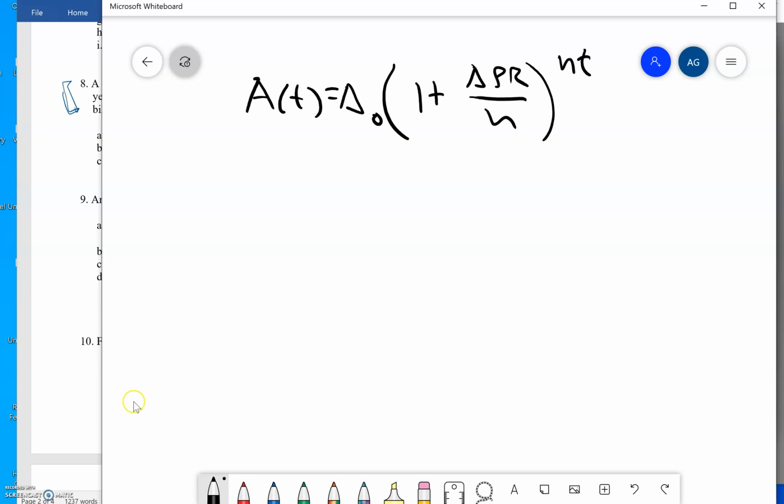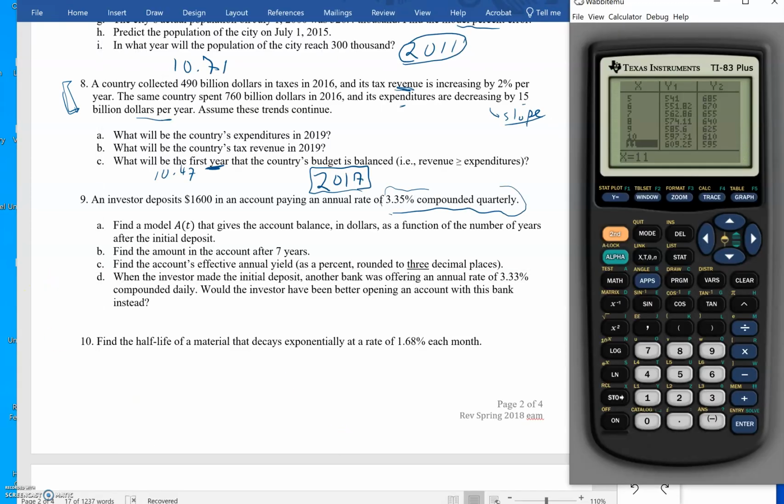Okay, and I know I'm going to need this to do this in the calculator, so I'm just going to put this directly into the calculator. But I want to be very careful that I don't lose parentheses anywhere, because we're going to need a lot of them. So my model is going to be 1,600 times 1 plus, and then I'm going to put another pair of parentheses here. So my APR is 3.35%, so that's 0.0335 divided by 4 because it's quarterly. That's 2 parentheses, and then I'm going to exponentiate this, and I'm going to do another pair of parentheses, and this is going to be to the 4x. Okay, so there's my model.